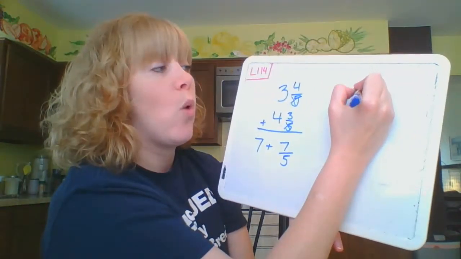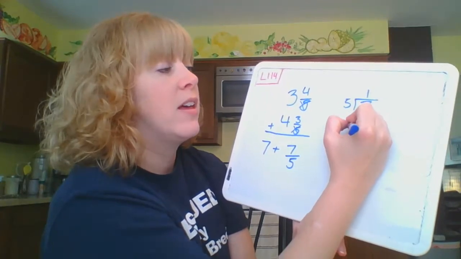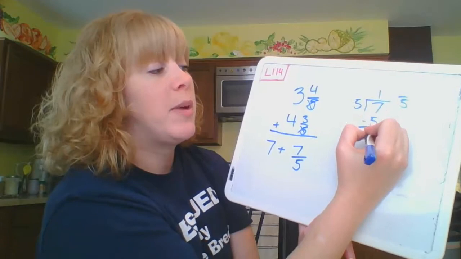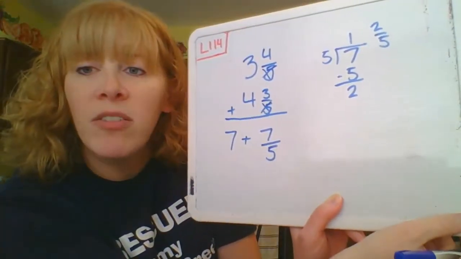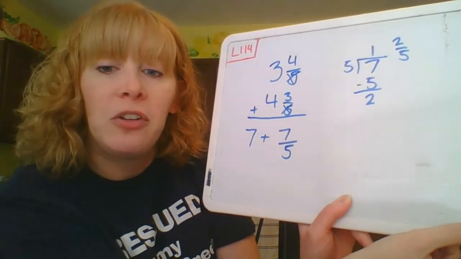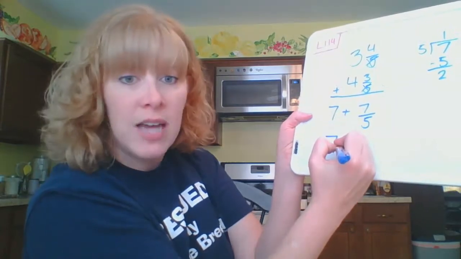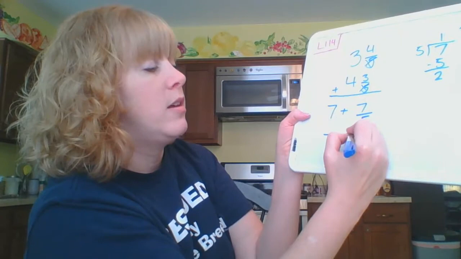5 goes into 7 one time. 1 times 5 is 5. Remember, my denominator is not going to change. 7 minus 5 is 2. My remainder becomes my new numerator. So 7/5 is the same as 1 2/5. So I'm going to reduce this fraction because I don't want top-heavy fractions and mixed numbers. So 1 2/5.